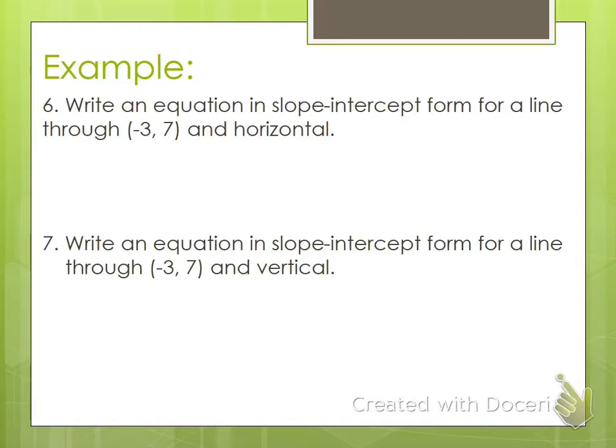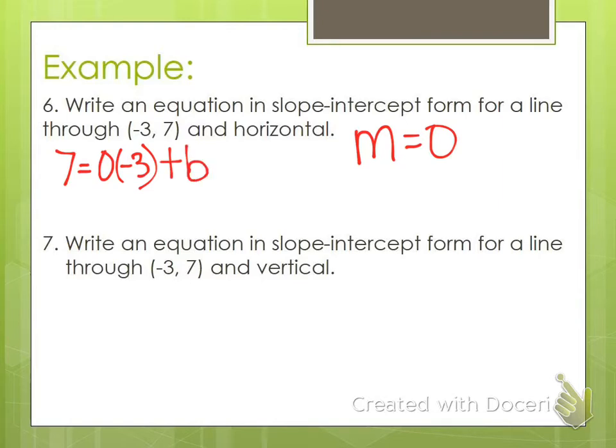First, we want to write an equation in slope-intercept form for a line through the point negative 3, 7, and we want that line to be horizontal. Okay. If it's horizontal, I know that m equals 0. I have to just know that. If it's a horizontal line, m equals 0. Okay, so we can proceed with writing an equation. This time I'm going to do it like we did yesterday for the slope-intercept. So I'm going to plug in my 7 for y, my 0 for m, my negative 3 for x, plus b on the end.